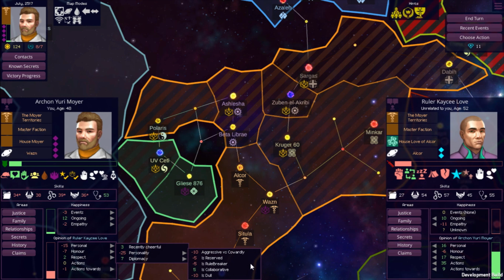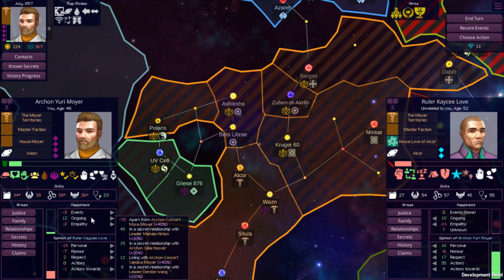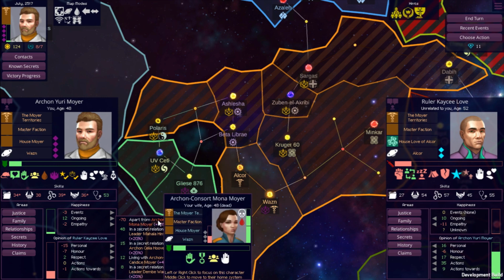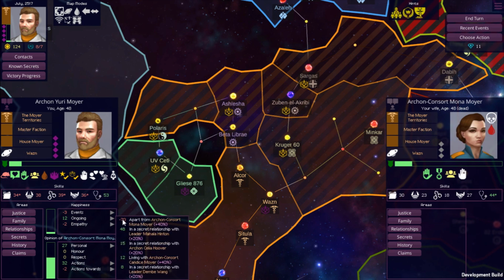Now, one of the most important things about characters is their emotional state. The game tracks how the character reacts to the events that happen in the game. So for example, we can see that my character is mildly pleased that recent diplomatic actions have gone quite well. But conversely, we can see that they're actually quite unhappy about the fact that they're apart from Archon Consort Mona Moyer, who's their wife who's recently died. In fact, they're quite distraught at that.